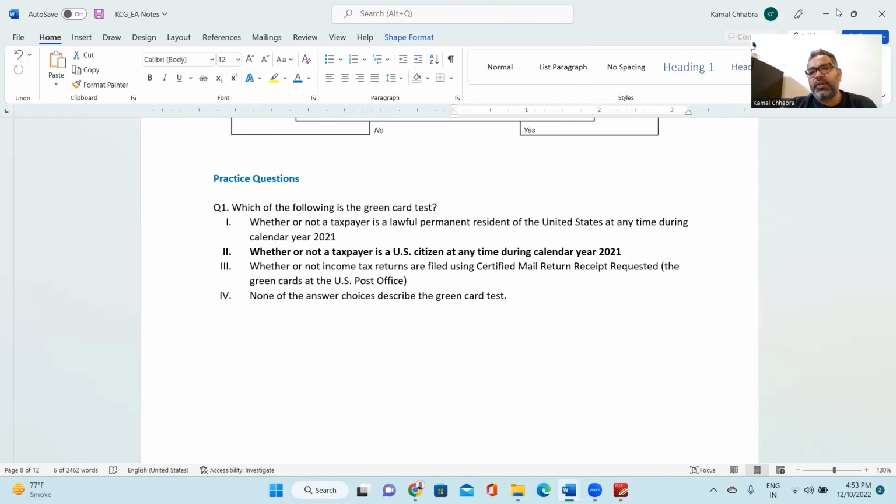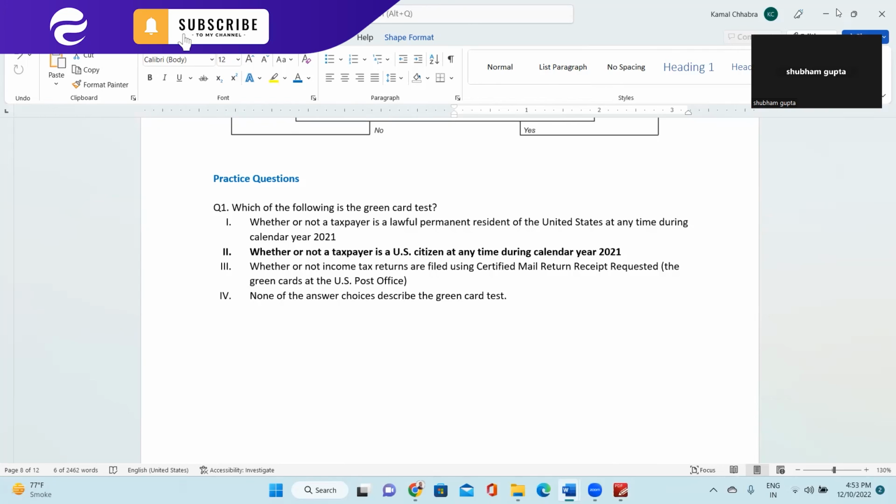Now, this kind of question you will encounter in your exams. Number 4, sir. Number 4, none of the answer choices. Good. Why? Sorry, none of the options explains the green card test, because for the green card test they have to meet the condition of the resident alien.